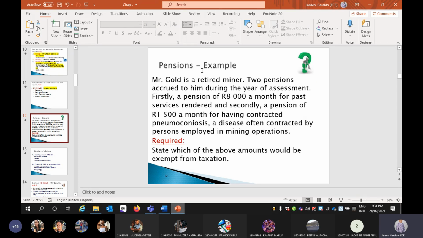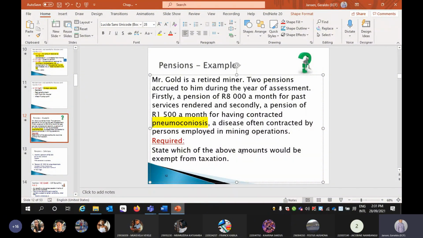Mr. Gold is a retired miner. 2 pensions accrue to him during the year of assessment. Firstly, a pension of 8,000 rand a month for past services rendered, and secondly, a pension of 1,500 a month for having contracted a disease, a disease often contracted by persons employed in mining operations. Guys, it's a type of yellow fever. I actually researched this a little while ago.